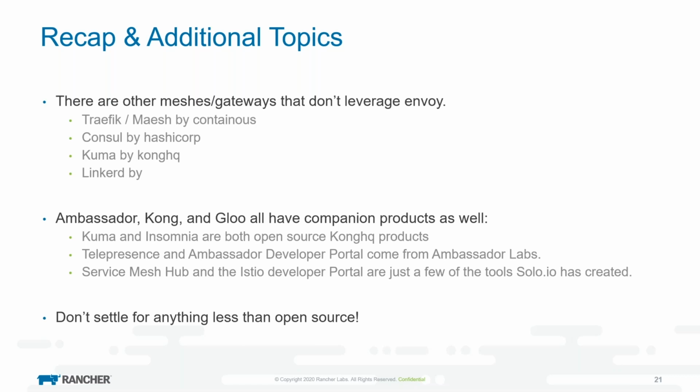Insomnia being an API developer portal, or essentially a UI to interact with things like Swagger docs or OpenAPI specs at this point. They also have an enterprise version that allows you more of a UI-driven approach. All of the services have their own developer portal. Telepresence also comes from Ambassador Labs, as well as their Ambassador developer portal. And then Solo.io has a bunch of products. Some of them listed here are Service Mesh Hub, their Istio developer portal, along with Autopilot and I think Squash and stuff like that.